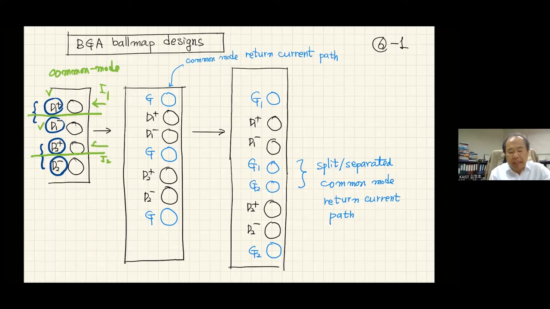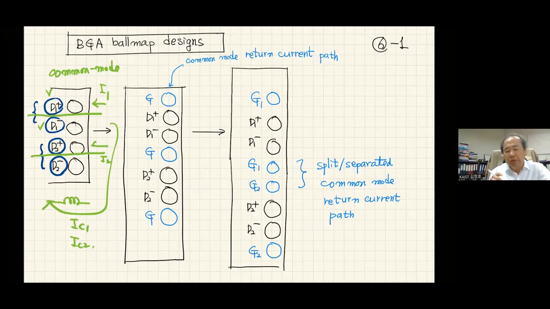If there is any common mode, this common mode will be overlapped. The common mode current for I1 and common mode current I2 can go through some paths. And if that has inductance, it can create common mode noise coupling by the common return current path.